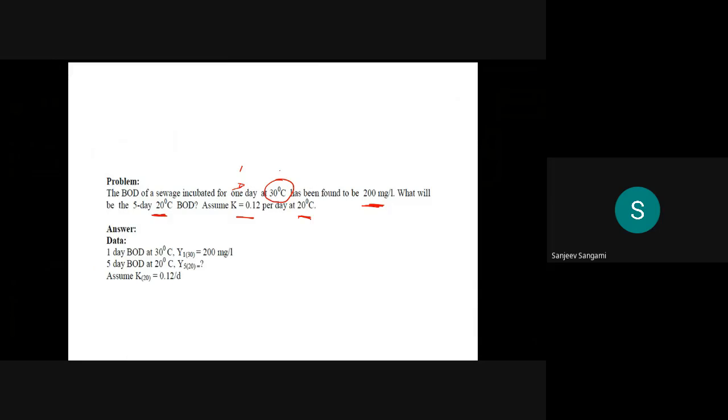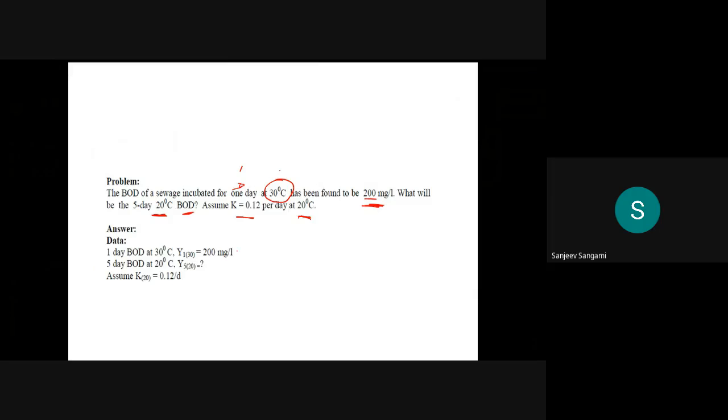the BOD of the sewage incubated for 1 day at 30 degrees centigrade has been found to be 200 milligram per liter. Means at 30 degrees centigrade for 1 day, if they have kept it in the incubator, it was found to be 200 milligram per liter. The sewage sample they took, they put it in the BOD bottle and placed it in a BOD incubator. So what they are asking is, what will be the 5 day BOD at 20 degrees centigrade, and assume K, that is the deoxygenation constant, is 0.12 per day at 20 degrees centigrade.